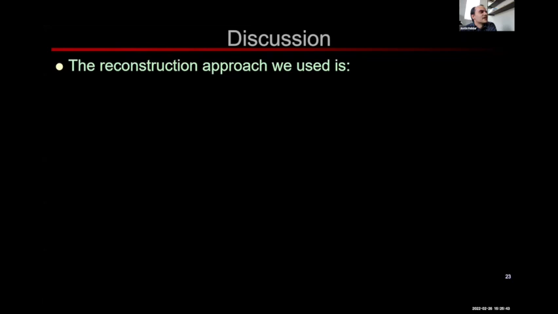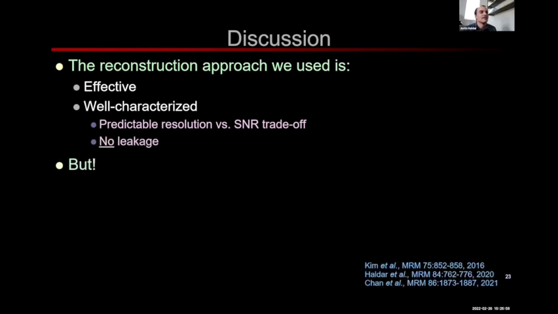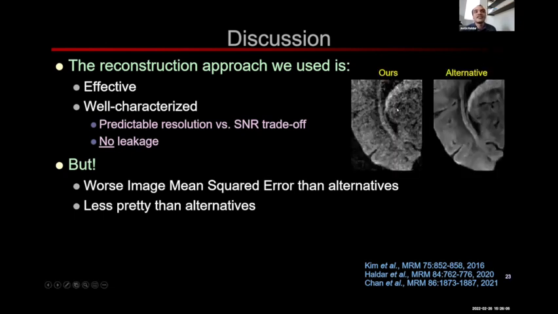To quickly discuss some things, the reconstruction approach we used is effective, and importantly, it's very well characterized. We have predictable resolution versus signal to noise ratio trade-offs, and a number of other features. But something to point out is that if we compare this to alternative approaches, it actually doesn't look quite as pretty as some of the other alternative denoising approaches that exist out there. And so you may wonder, well, if my eyes are telling me to prefer this alternative approach, why should you take my word for it that our proposed approach is the right one?